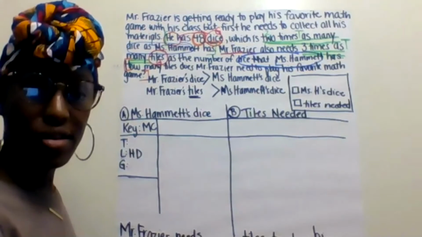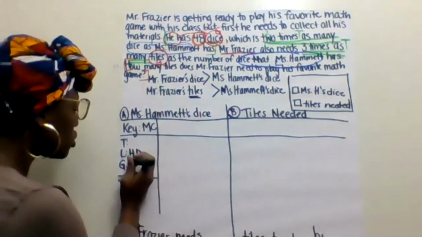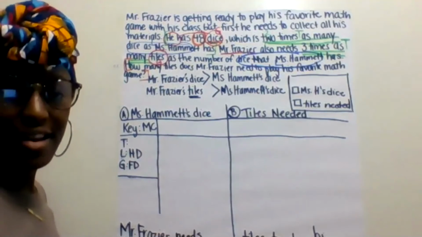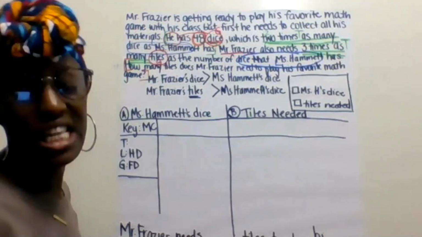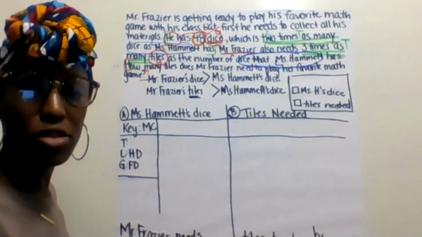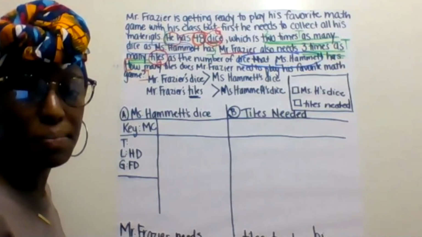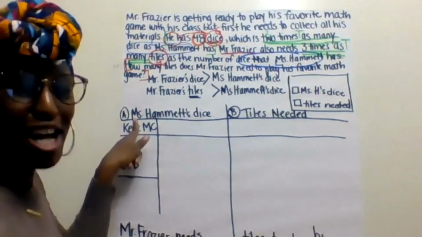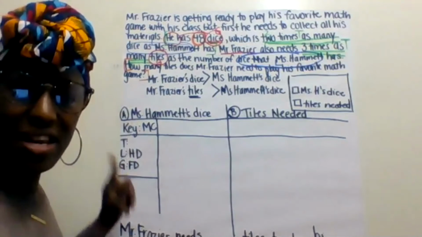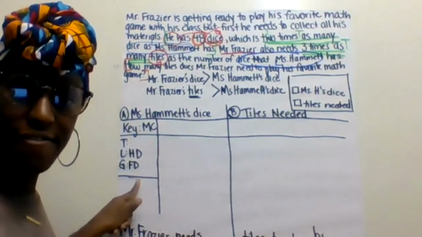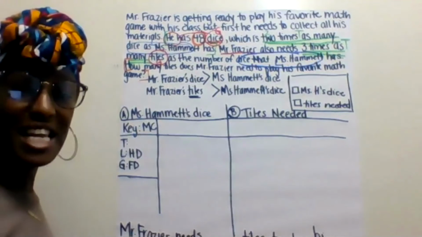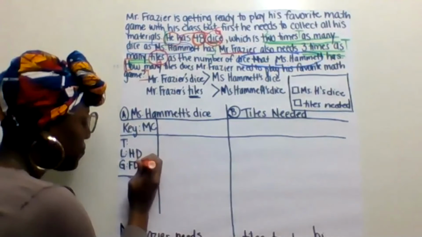And what was the greater amount? Yes, it was Mr. Fraser's dice. So I'm going to write FD for Mr. Fraser's dice. Now that we have the subjects, let's go back to the story problem and pull out the numbers or the amounts that were attached to them. Miss Hammett's dice, that's what we're solving for, so we don't have it. Mr. Fraser's dice, do we have that? Yeah, that was one of the only knowns we had, and it was how many dice? Yep, 48.